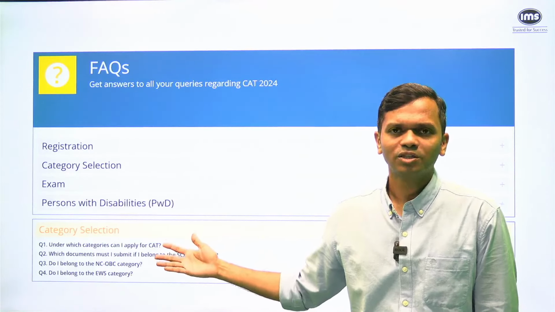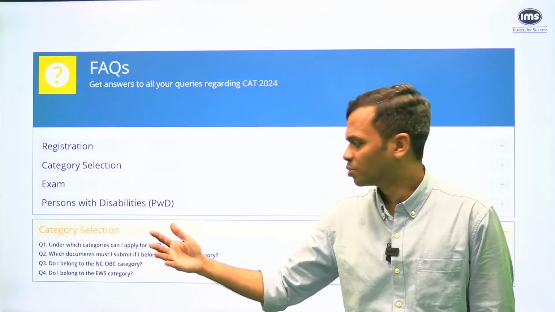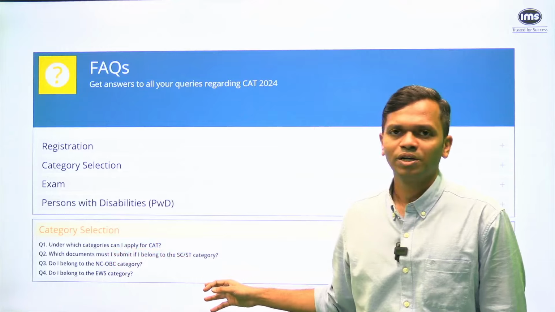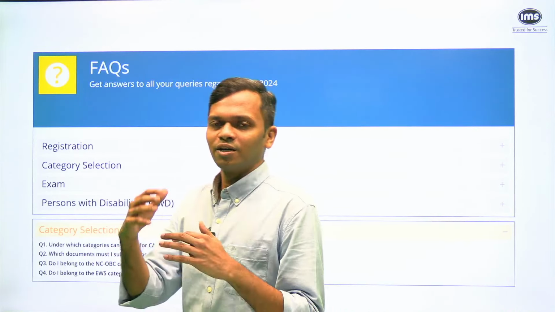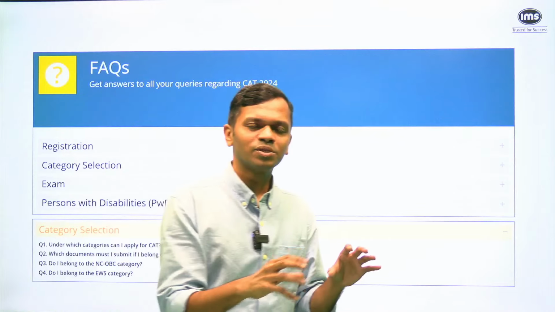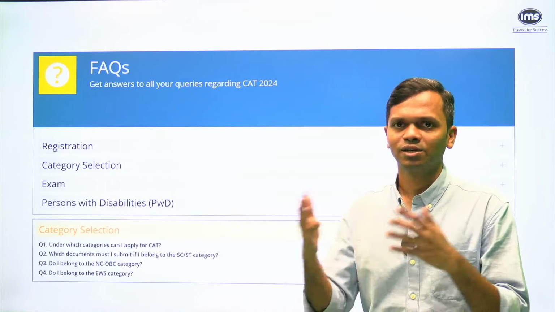For example, under which categories can I apply for CAT? A very basic question that somebody may have. General, EWS, NCOBC, SC, ST, PWD, right? Which document should I submit if I belong to SC, ST category? If you click here, there's a description that this is the Government of India website on which you can go. You can check whether your caste or category belongs to either SC or ST.